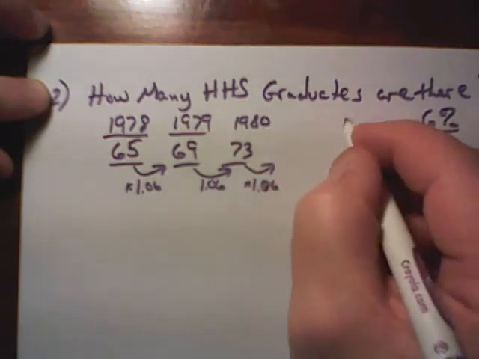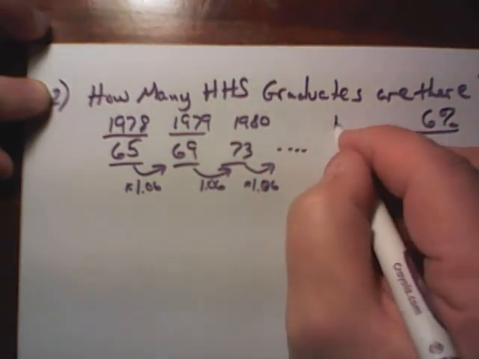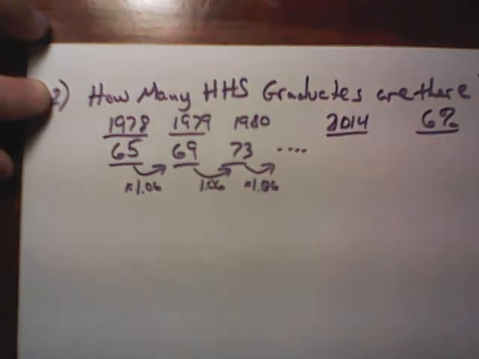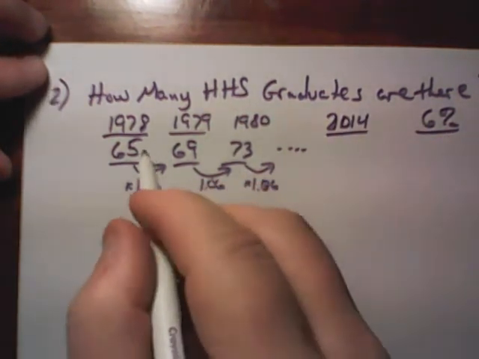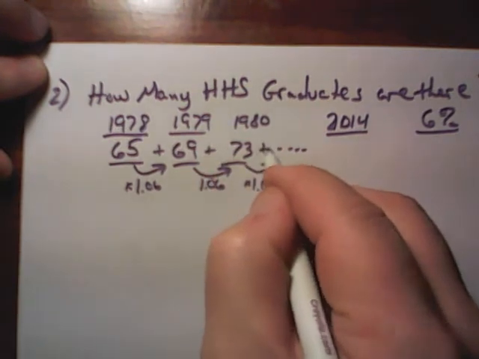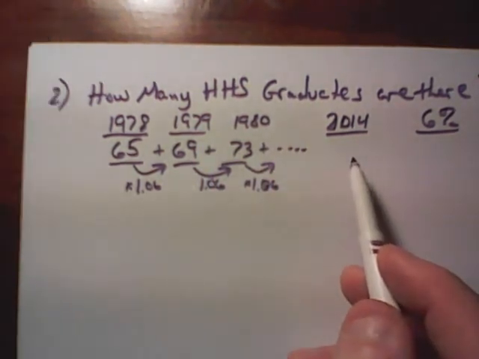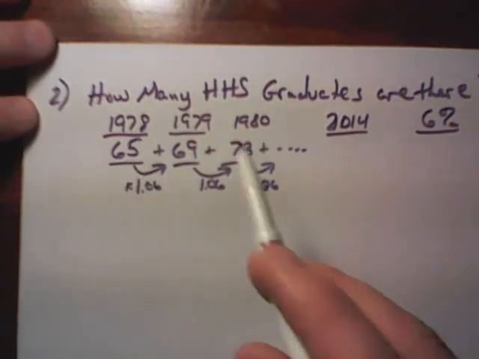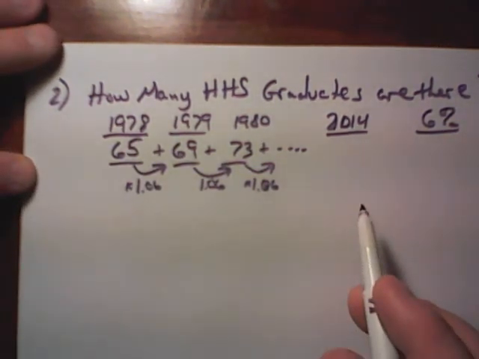Well, let's first figure out how many people will have graduated. Let's take the year 2014. How many people graduated in the year 2014? Then we're going to add all these numbers together. 2014, I believe, is 36 years after 1978.